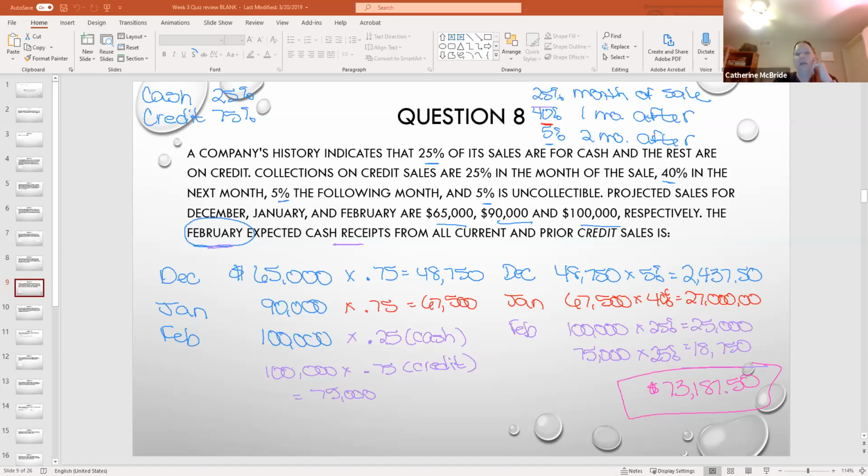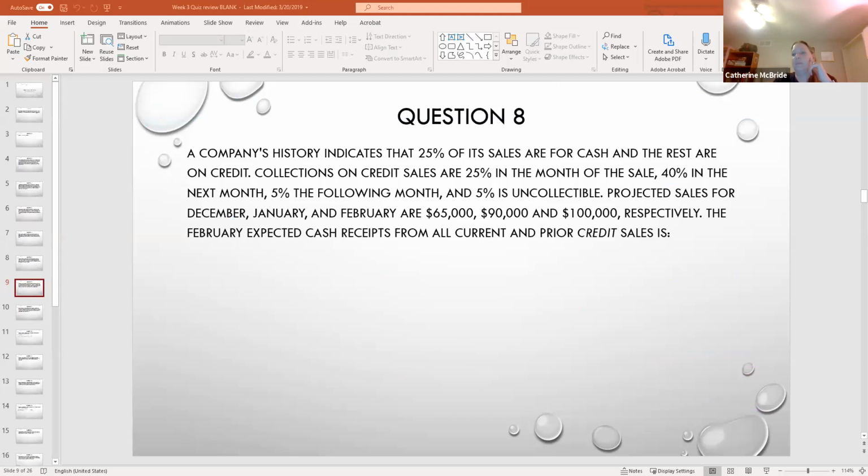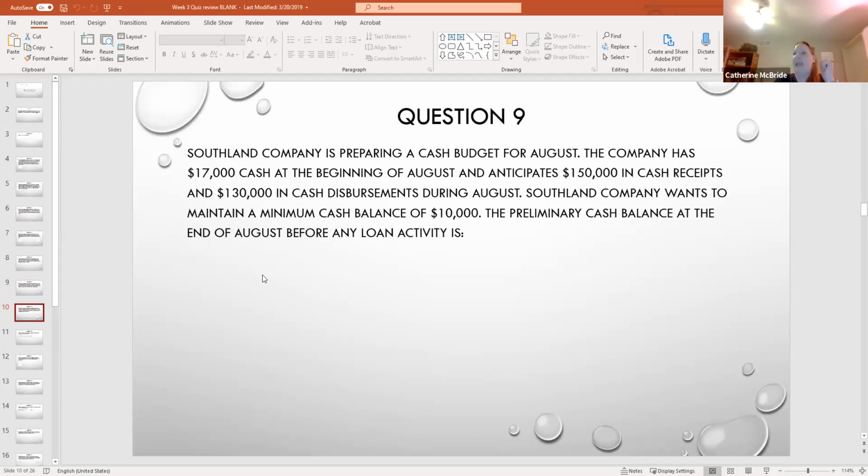Okay, the next one's easier. We just want to know the cash balance. All we're doing is cash balance, and we don't even have a lot of information we have to hunt and peck through. So we want the cash balance at the end of August, not counting any loan activity. Southland Company is preparing a cash budget for August. The company has $17,000 cash at the beginning of August.